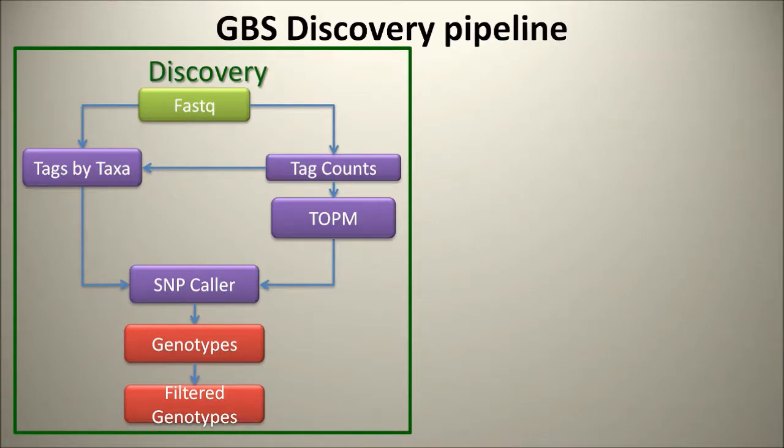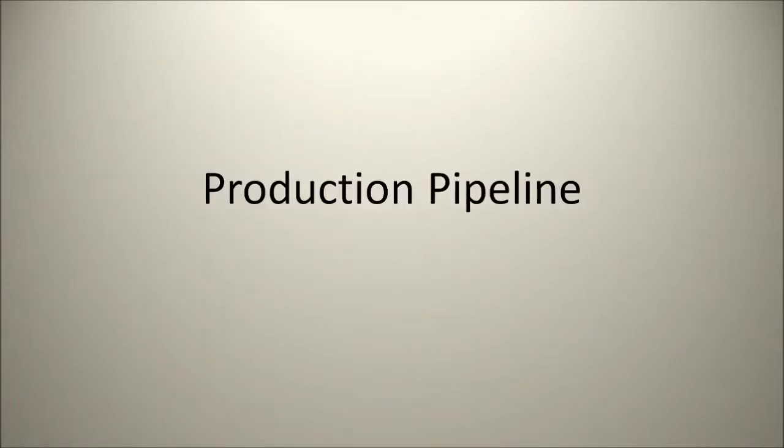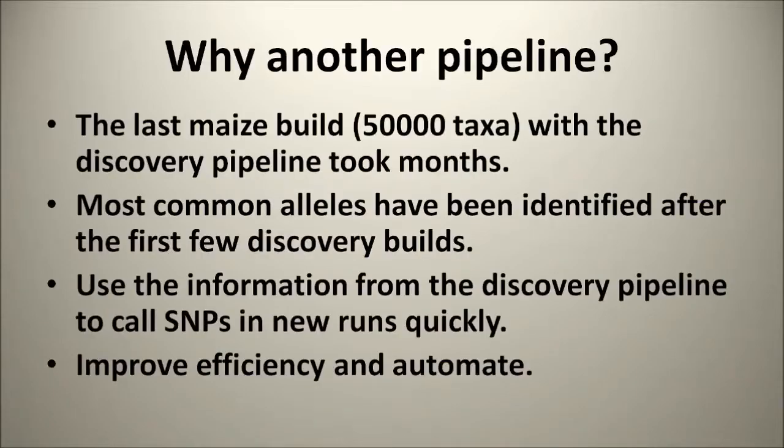So we've run the discovery pipeline, we've got genotypes, and there are many ways of filtering genotypes. Jeff's going to talk about that tomorrow, and I'm not going to go into it today. We'll do a real quick overview of the production pipeline. So why do we have another pipeline?